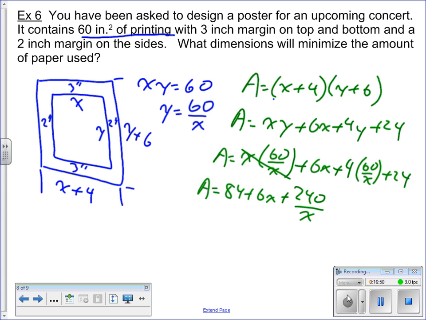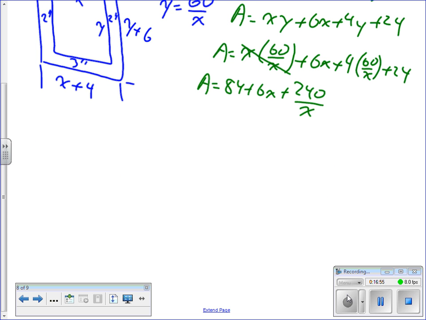Take the derivative and set it equal to 0. A prime is 6 minus 240 over x squared. When you have x by itself in the denominator, just make the thing negative and make it x squared in the denominator. That's all you have to do.